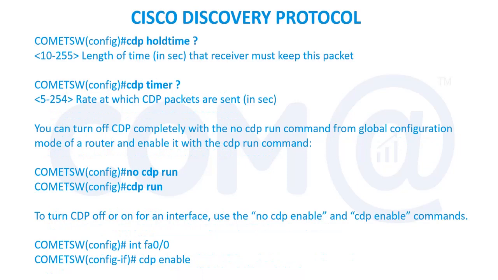About the timers, CDP hold time, how much you want to give. CDP timer, if you want to change the CDP timer, normally the default is 60 seconds and the maximum you can go is 254. So you can choose the option. As I told, to turn off the CDP, you can use the command no CDP run. On the interface level, you can use the commands CDP enable and CDP disable, or no CDP enable, which will disable the interface option.